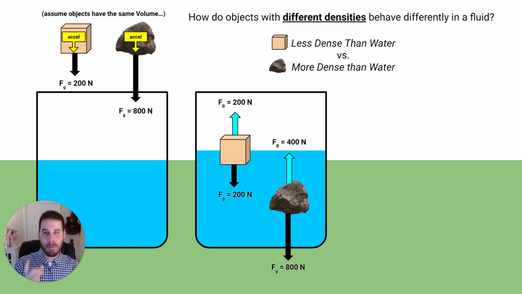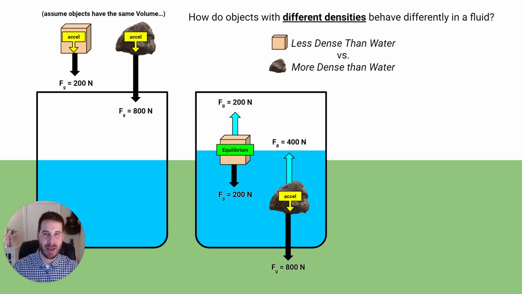So what is the box going to do? Well, its forces are balanced out, so it's going to be in equilibrium. It will not accelerate in any particular direction. It'll be happy and it'll just float there. What about the rock? Well, the rock has 800 newtons directed down and only 400 directed up, so it's going to continue to accelerate towards the bottom of the swimming pool or the cup or whatever container we have here. So it looks like there's still some action left to be had here.